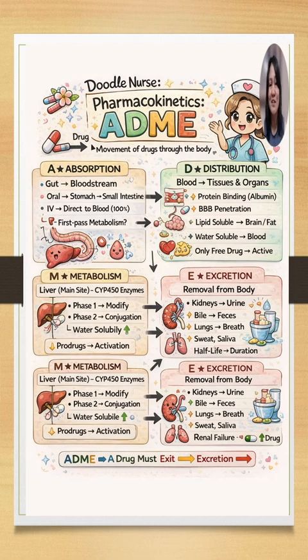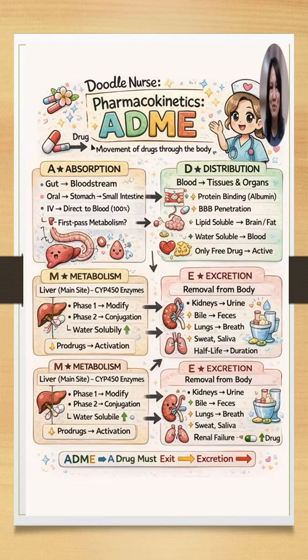organs. Drug distribution is affected by protein binding, especially albumin. Only the free or unbound drug is active. We have to remember that. Additionally, lipid-soluble drugs can cross into the brain and fat tissues, while water-soluble drugs tend to remain in the bloodstream. The blood-brain barrier plays an important role in limiting which drugs can enter the central nervous system.